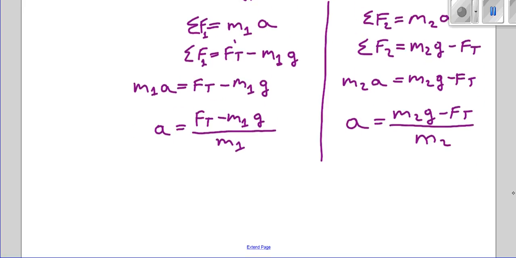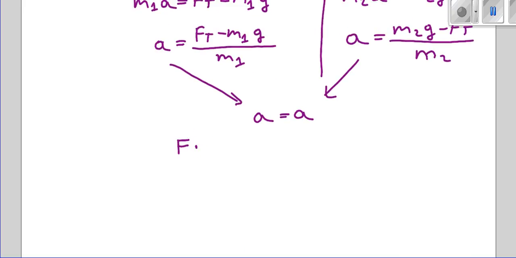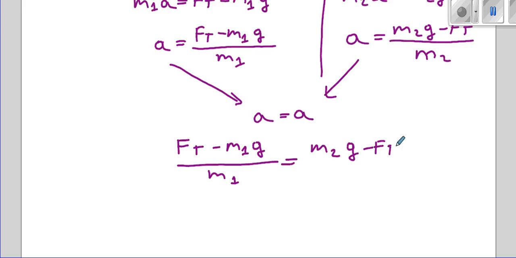And now that we have two expressions for acceleration, what we can do is just combine them, make the accelerations equal, and then just substitute. So Ft minus M1g over M1 is the same as M2g minus Ft over M2. We have M1, we have M2, we have g. We're looking for Ft, so at this point we just have to isolate the Ft. I just decided to cross multiply it. So I'm going to take the M2 and multiply it with both terms in this numerator, and I'm going to take the M1 and multiply with both terms in this numerator.